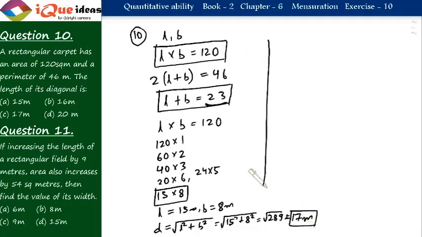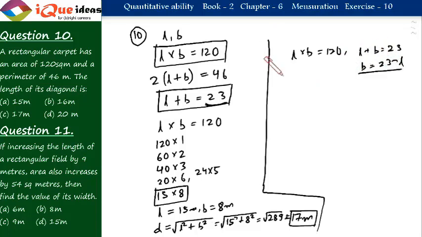Now there is another method of doing the same question, the same two equations. L into B is equal to 120 and L plus B equal to 23. From the second equation, let's say B is equal to 23 minus L. Put it in the first equation. We will have L into, in place of B, write 23 minus L equal to 120. You will get a quadratic equation, 23L minus L square equal to 120. Send everything to the right hand side. It will become L square minus 23L plus 120 equal to 0.